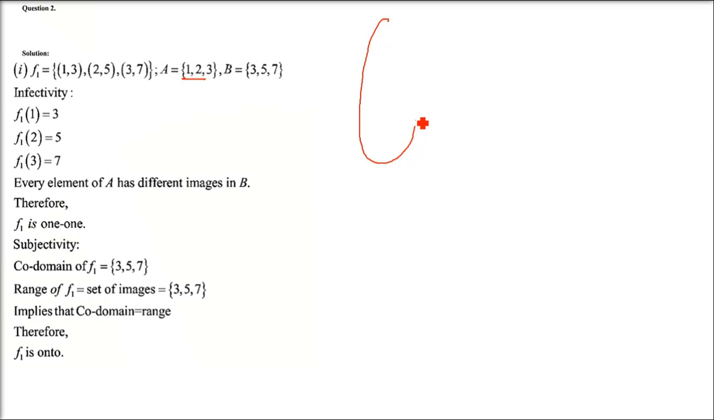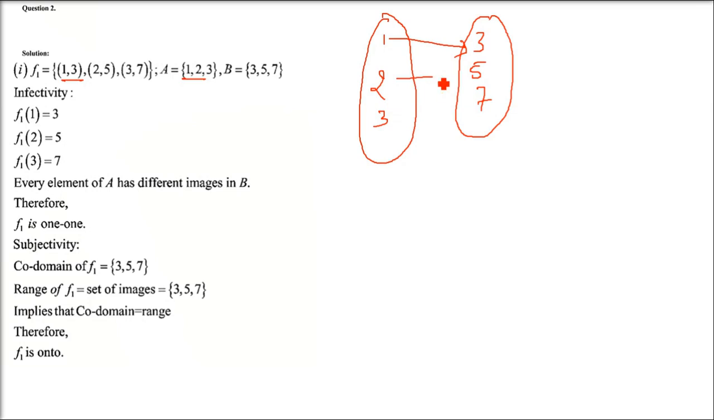This A is 1 2 3. And from here only we can very well check. B is 3 5 7. So the function is 1 to 3, just related mapping. 2 to 5 I'm mapping. And 3 to 7. Now in order to check 1-1 and onto, every one is related to the second one. Every element in A is related to an element in B. Not a single one is having multiple connections, and not a single one of the set B is free. So it is onto.